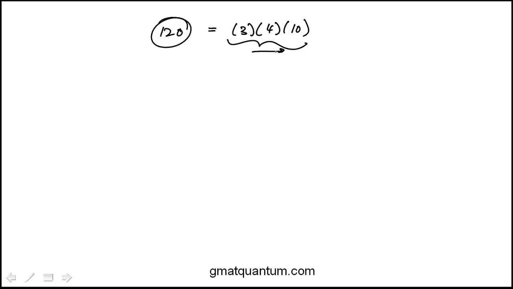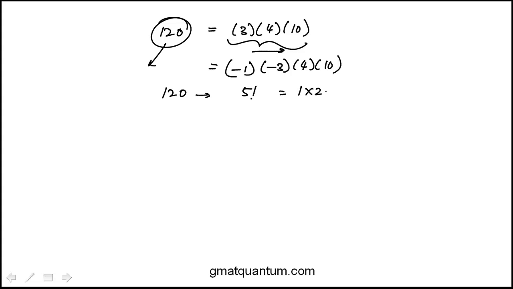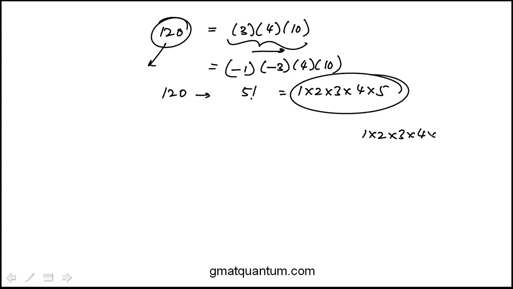Here they are in ascending order, but they are not consecutive integers. The other clue is that they're including -1, which means you can have 1 also as a factor. So 120, some of you might know, is the same as 5 factorial. So that might give you a clue that, hey, this example works: 1 times 2 times 3 times 4 times 5.